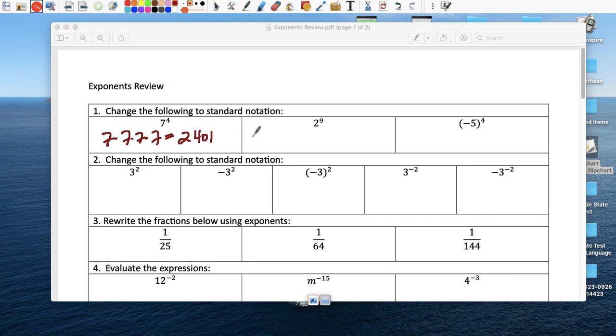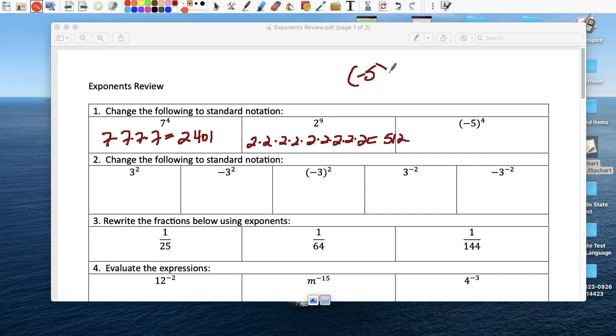2 to the 9th, same thing. I'm not going to write 2 times 2 nine times, so just plug it in. Well, I'll do it. 2, 3, 4, 5, 6, 7, 8, 9. 1, 2, 3, 4, 5, 6, 7, 8, 9. That's what 2 to the 9th means, right? So that is 512.